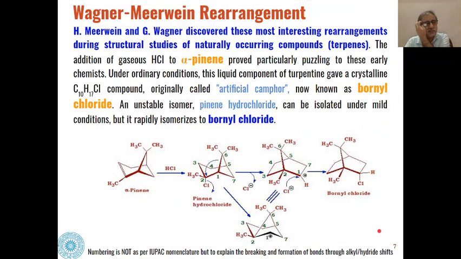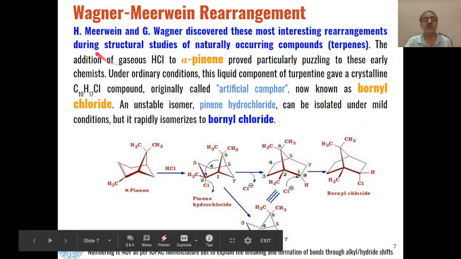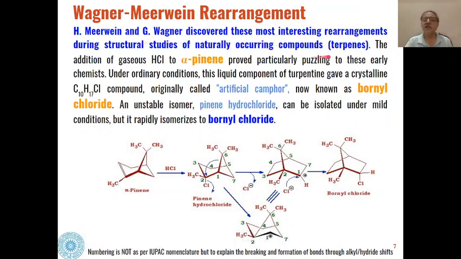This was discovered by the scientists H. Meerwein and G. Wagner, and most of the examples they studied were in the case of natural products; that is, terpenes were their field of discovery of this rearrangement. One of the examples which they studied first is the addition of gaseous HCl to alpha-pinene.